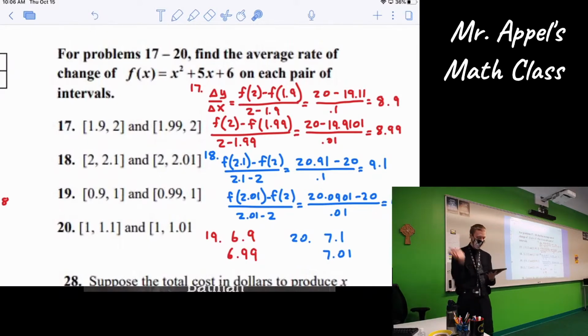Anyways, that real calc preview aside, the 2 average rates of change for number 19 are 6.9 and 6.99. And for number 20, they are 7.1 and 7.01. I left out showing my work on those because I ran out of space on the page.